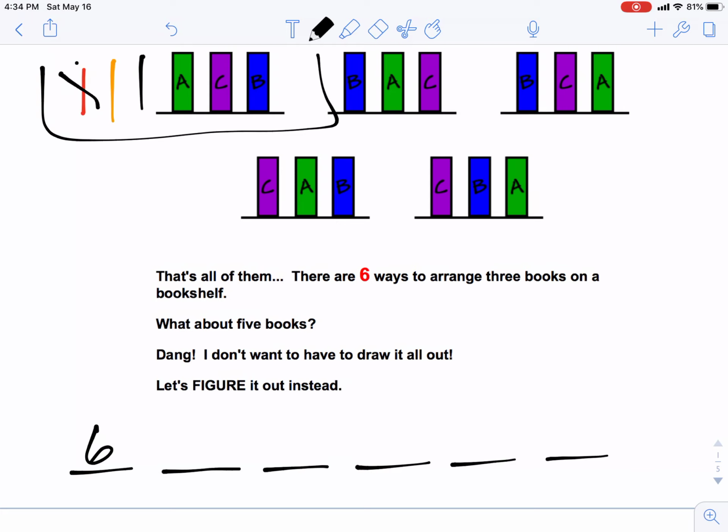Let's say we put the red book on the shelf first. Bam! Now we get to that second slot here. How many books are available for that second slot? Well, there's only 5 because the red book's already on the shelf. Let's say we pick the blue one. Now we have a choice of 4, 3, 2, 1, all the way down. You multiply all that together in the calculator. 6 times 5 times 4 times 3 times 2 is 720.